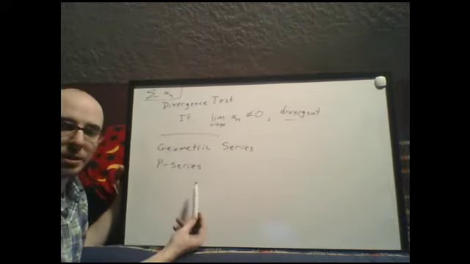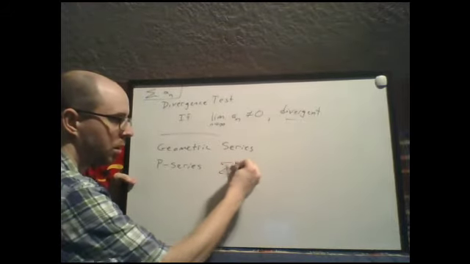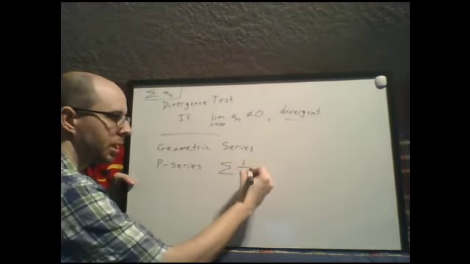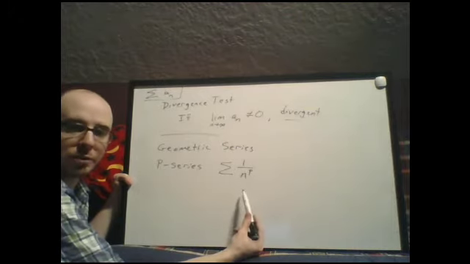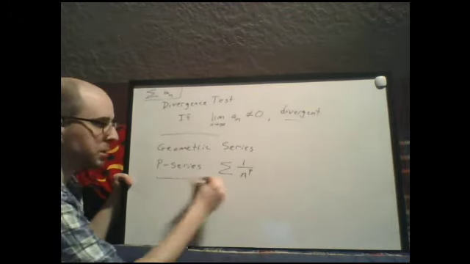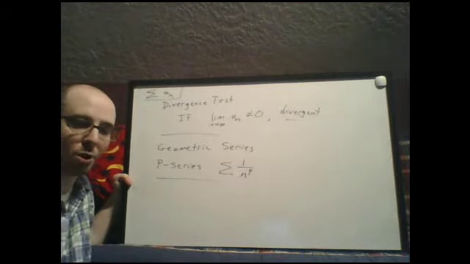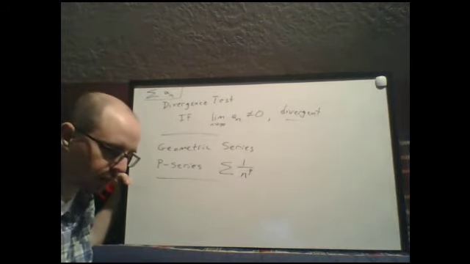We also had P series, so that was the summation of 1 over n to the P. And depending on P, we know whether this converges or diverges. So these are specific types of series that we know the answer for.